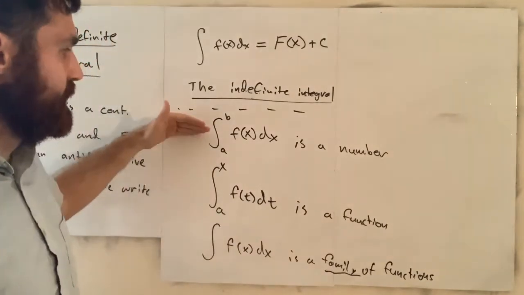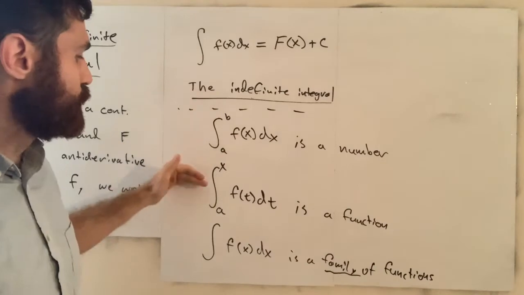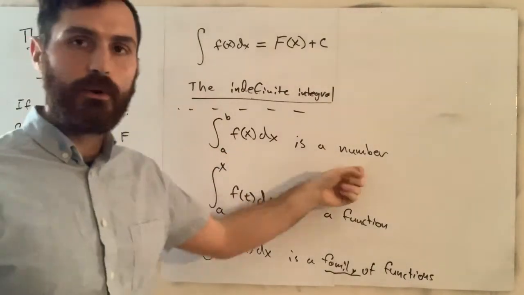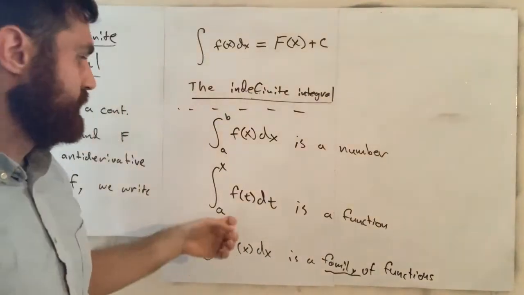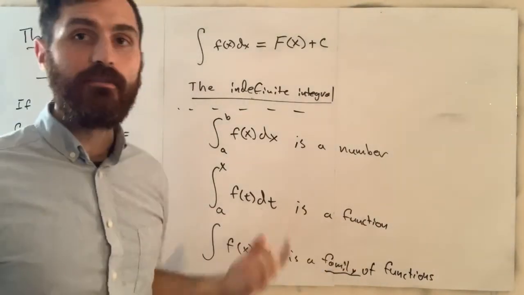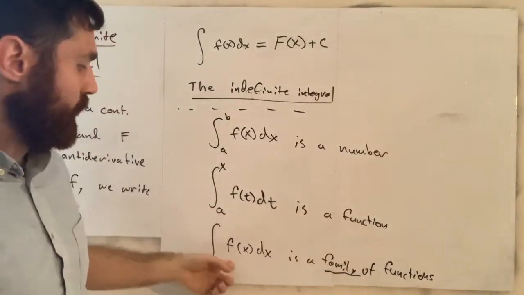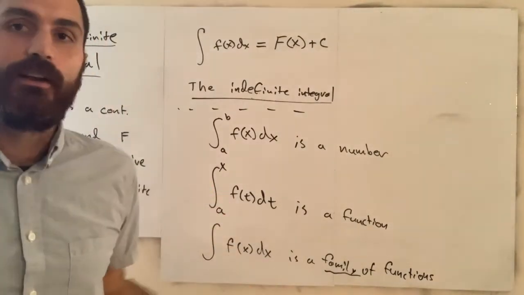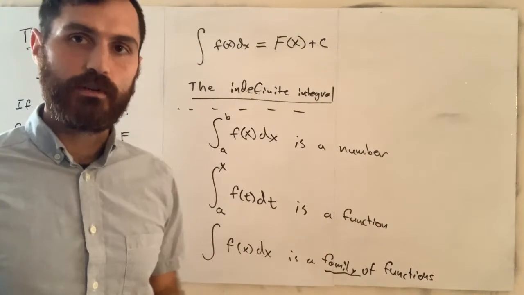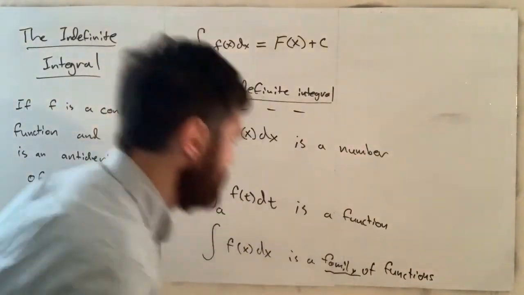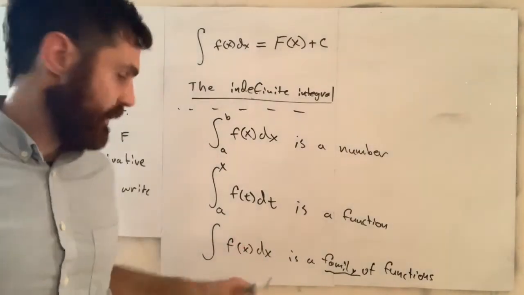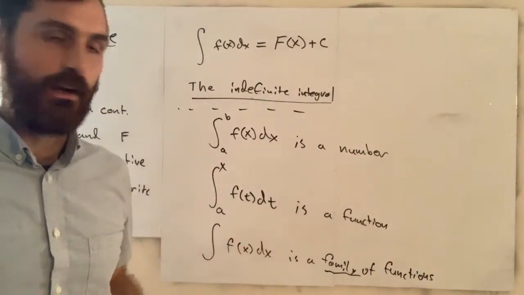And this is kind of a sticky point, but these 3 things all mean different things. So whenever you see something like this, it's always just going to be a number. Whenever you see something like this, it's going to be a function. Whenever you see something like this, it isn't just one function, it's an infinite number of functions. It's a family of functions. But it's a convenient way to write what are all of the antiderivatives of this function inside here.